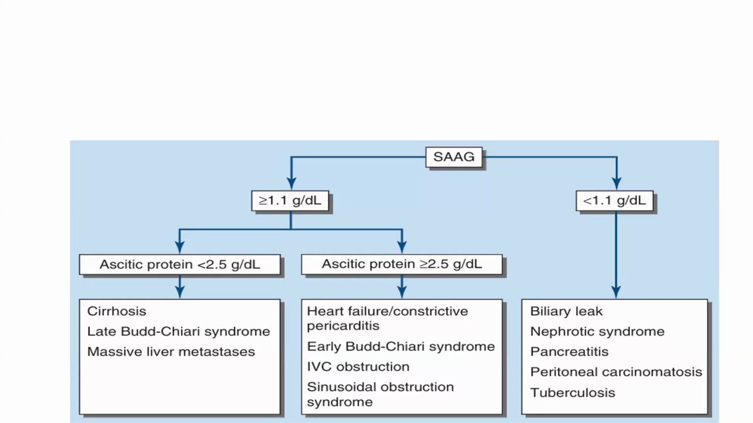But if the ascitic protein is more than 2.5, that means the liver tract is intact and the cause is outside the liver. So it could be heart failure, could be constrictive pericarditis, could be early Budd-Chiari syndrome, could be IVC obstruction or sinusoidal obstruction syndrome.